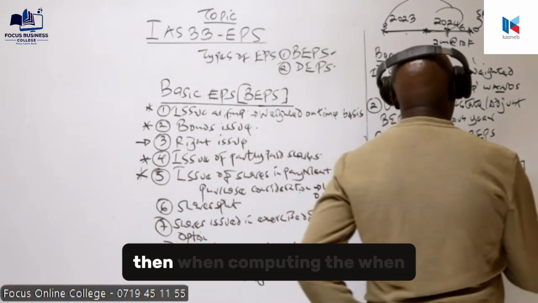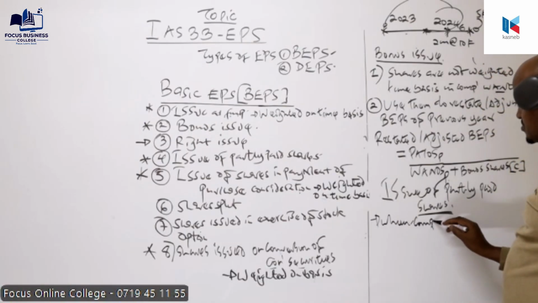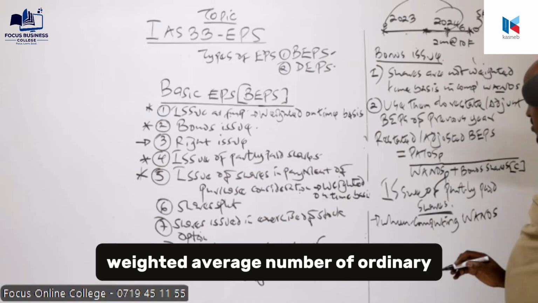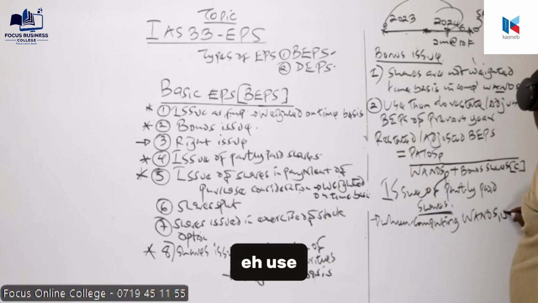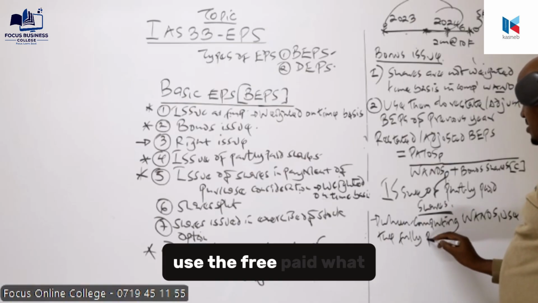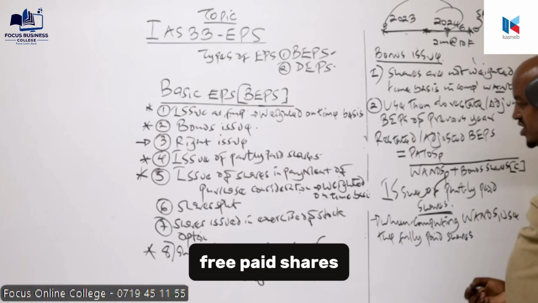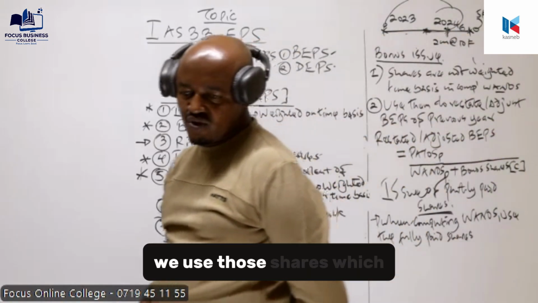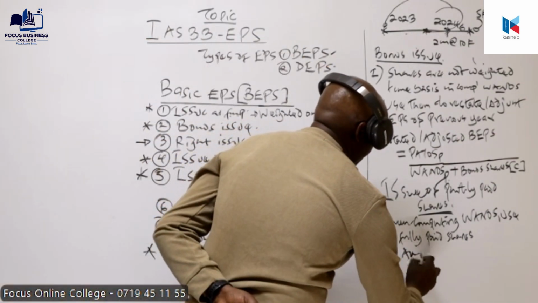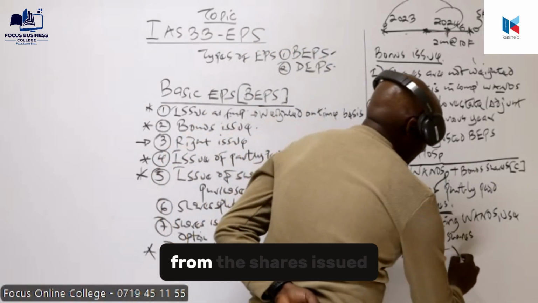So if that is the case, then when computing the weighted average number of ordinary shares, use the fully paid shares. We use those shares which are fully paid. And basically, to compute these fully paid shares, compute the amount received. How much amount was received by the company from the shares issued?